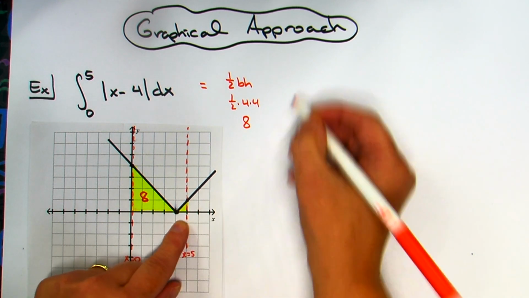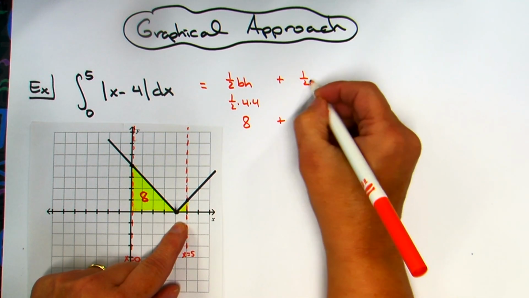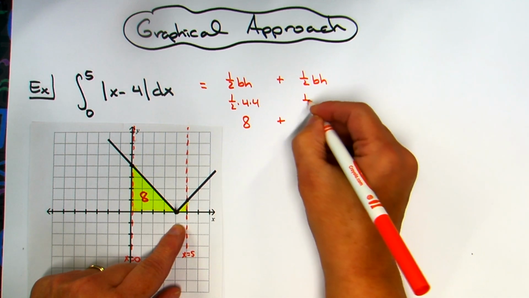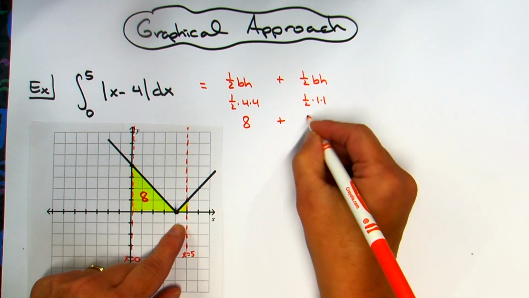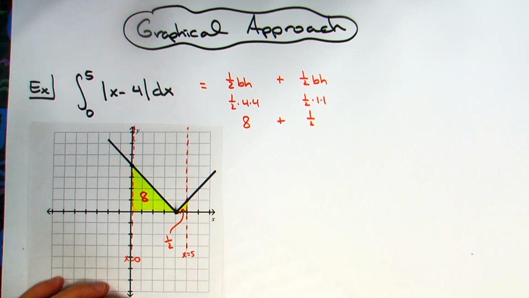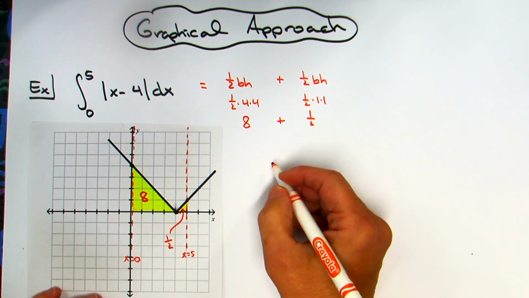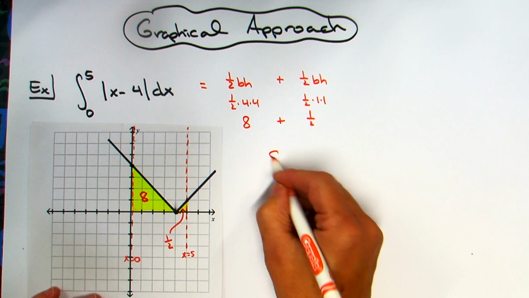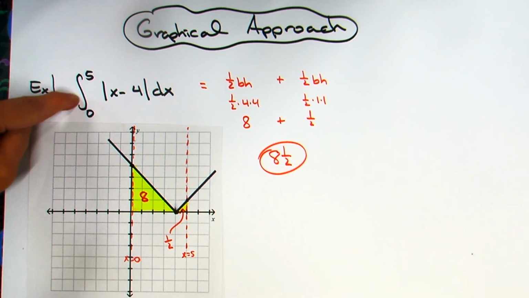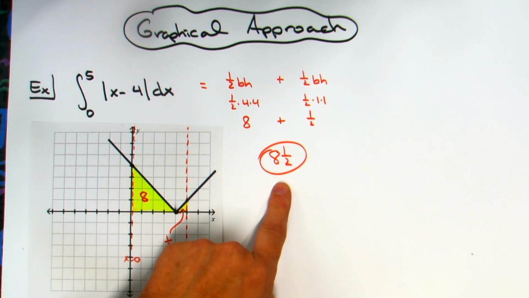This little right triangle over here, we're going to add that one up. We're going to again use that 1/2 base times height. We have a base of 1, a height of 1. So 1/2 times 1 times 1, that's just going to be 1/2. So that area right in there is 1/2. So the total amount of area under the curve from 0 to 5 for this particular example is going to be 8 1/2. So if I integrate from 0 to 5 the absolute value of x minus 4, then I'm going to get 8 1/2.